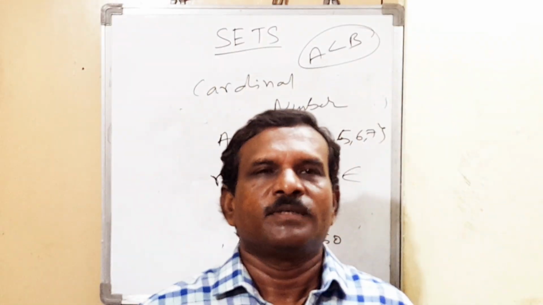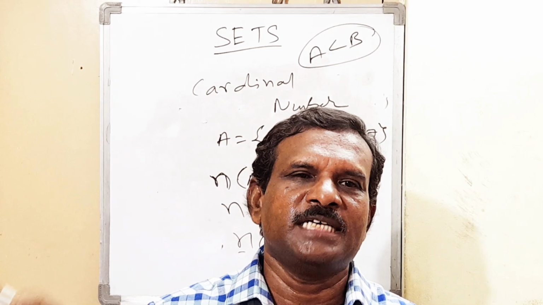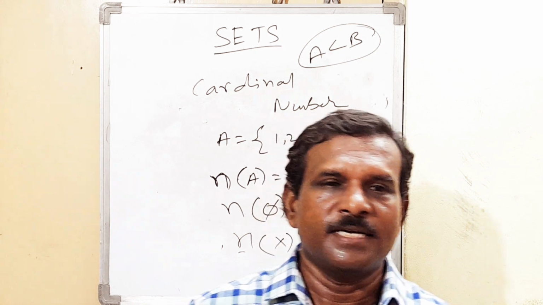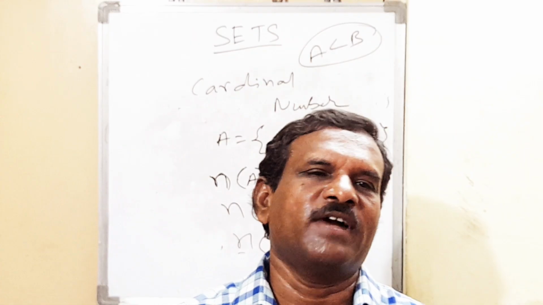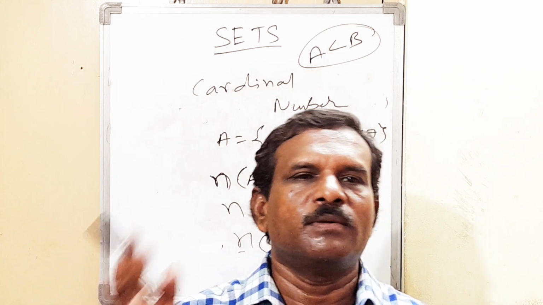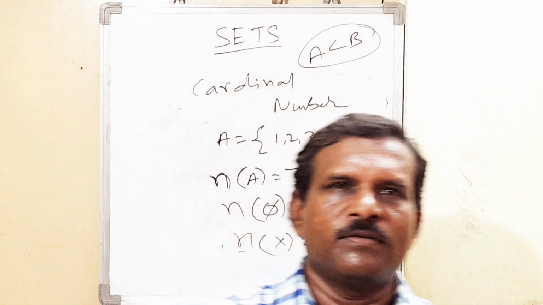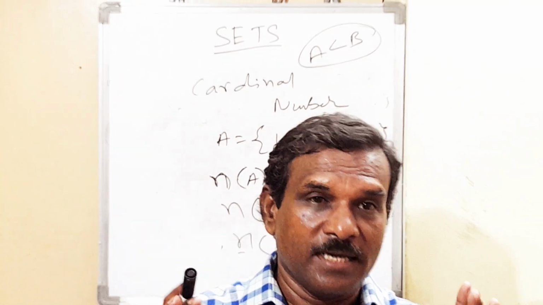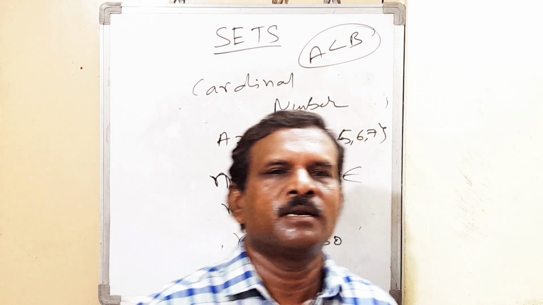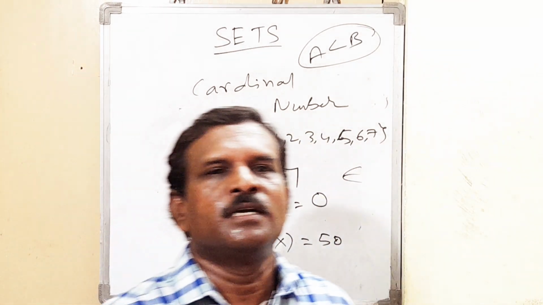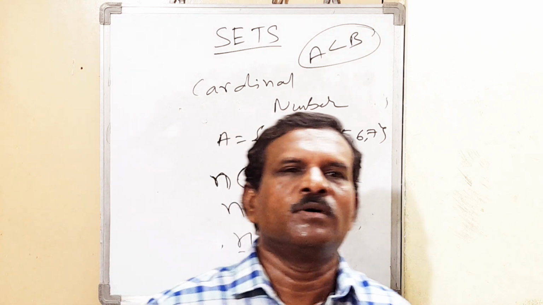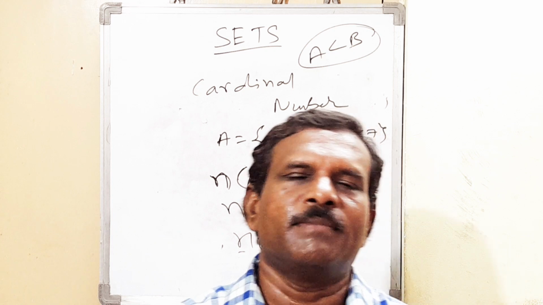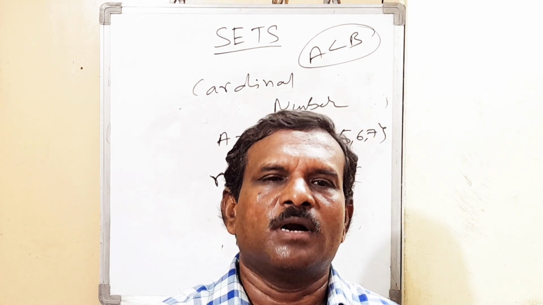Now, equal sets: if two sets have the same elements and the same number of elements, they are called equal sets. Finite and infinite: if the number of elements in a set is countable, that is a finite set. If they are uncountable, that is an infinite set. And the last thing is the cardinal number. Cardinal number means the number of elements present in a set, denoted by n(A). So n(phi) is 0. For finite sets, we can state the cardinal number because it has some number. But for an infinite set, there is no cardinal number.